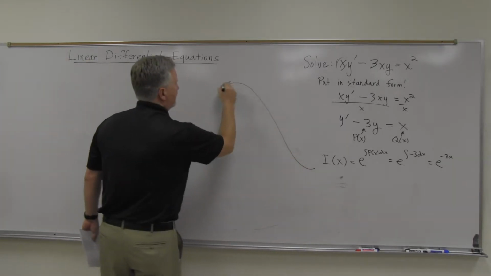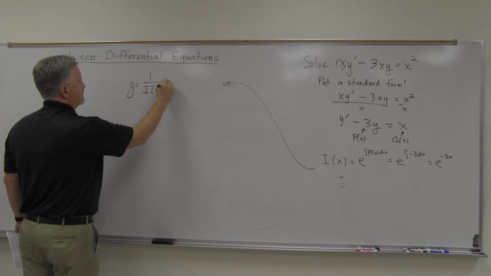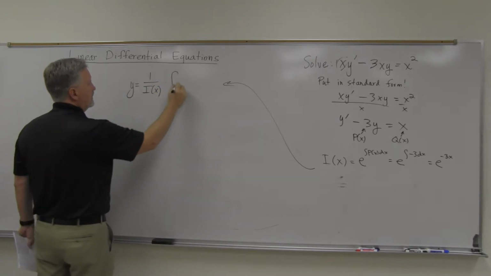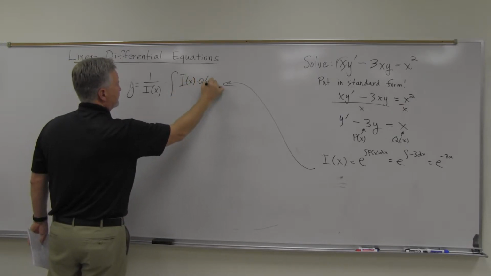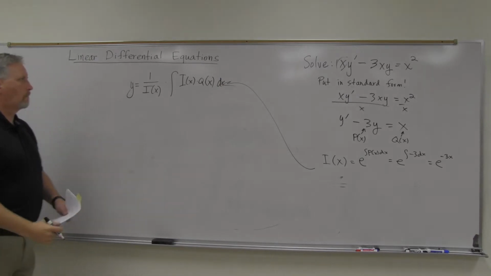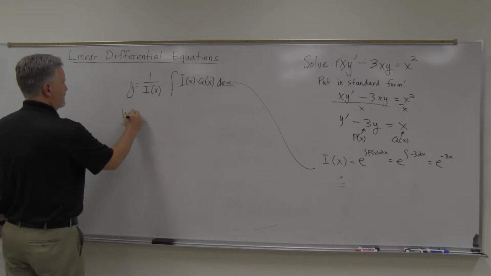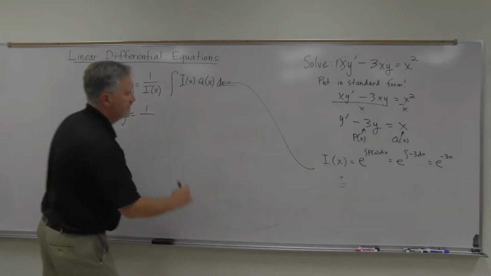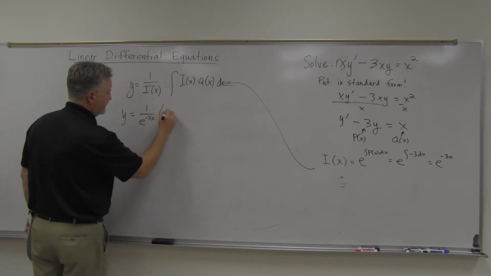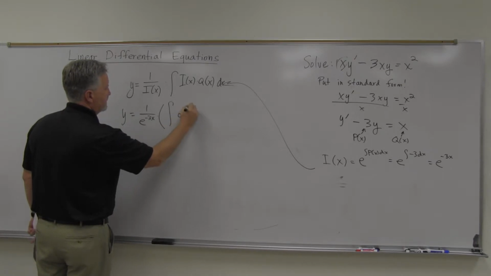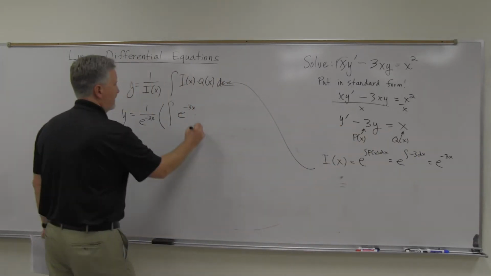All right. So our solution will be y equals 1 over I of x times the integral of I of x times q of x dx. So we've got our I of x, we've got our q of x, so we're good to go. We've got y equals 1 over I of x, e to the -3x, times then this integral of I of x, which is e to the -3x, times q of x. So we've got it labeled here, q of x is just x.